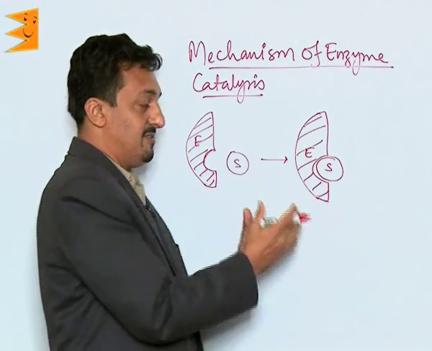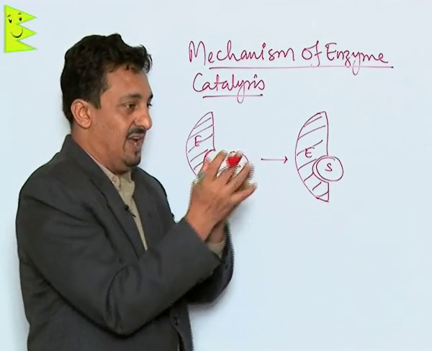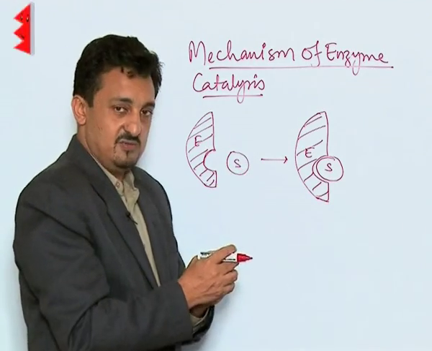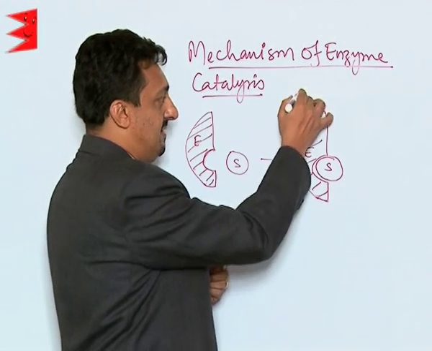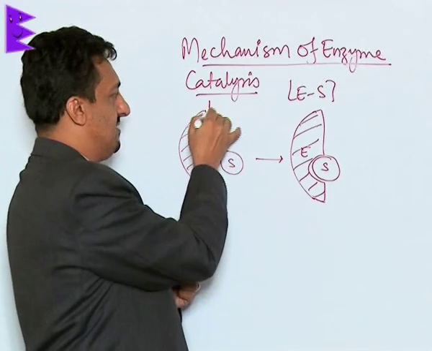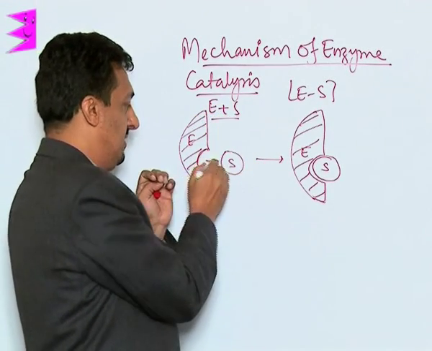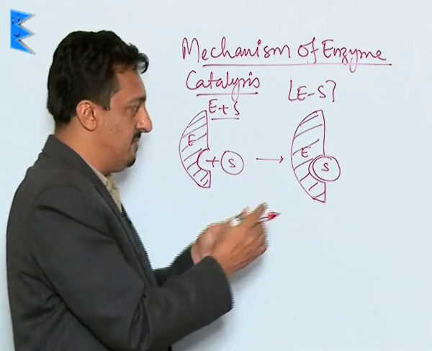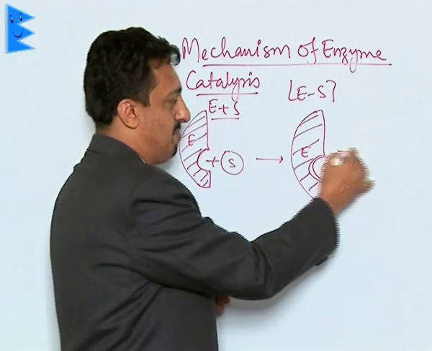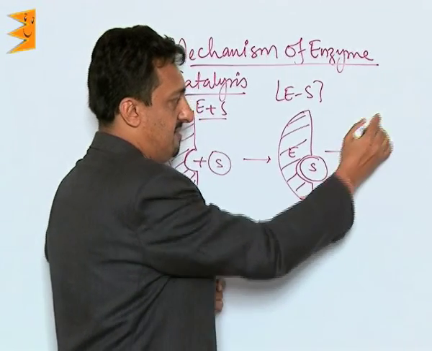This is due to the presence of those active sites which have certain functional groups through which they bind the reactant molecules on their surface. Then we say an enzyme-substrate complex is formed. Here E and S, the enzyme and the substrate, are coming closer to each other. Now their complex is formed and enzymatic activity takes place.